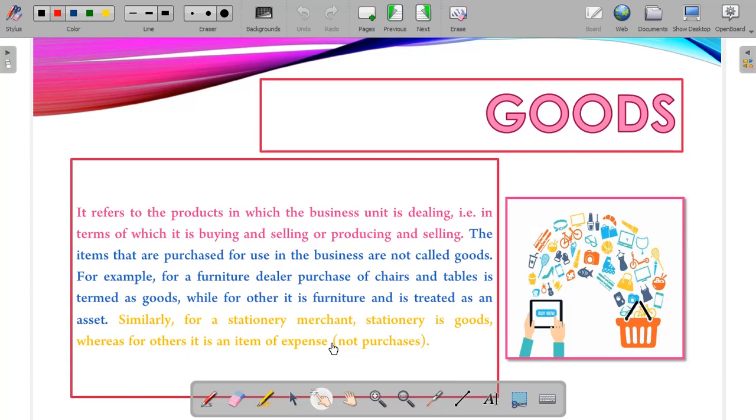For example, for a furniture dealer, purchase of chairs, purchase of tables, purchase of almirah is termed as a good, while for others, it can be termed as an asset. But for the furniture dealer, these items of furniture are termed as the good because that particular person is dealing in that product, right?